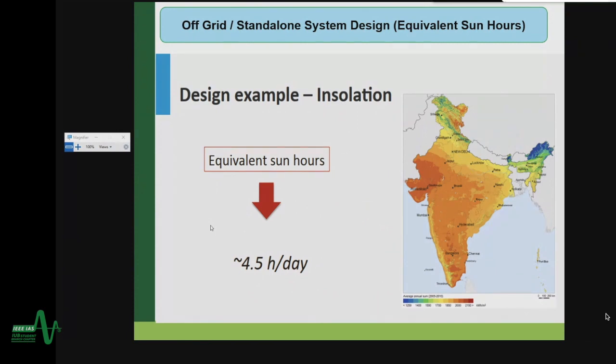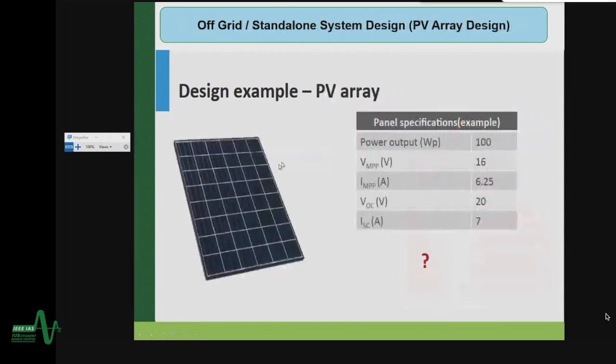Let's come to the equivalent sun hour section, or peak sun hour. As we have said, for Bangladesh it was like 4.6. It is from another PowerPoint slide, from TU Delft, the reference. They considered 4.5 hours per day. So no matter what, 4.5 or 4.6, that's the point. We are considering 4.5.